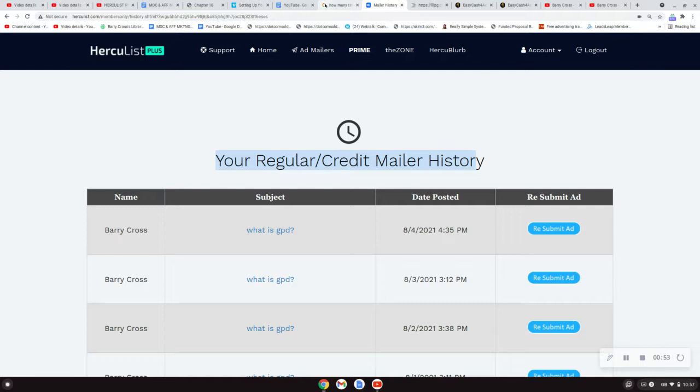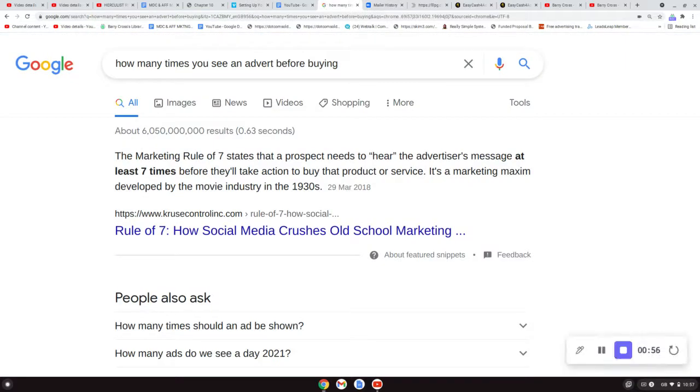So first of all, it's really key and really important that we understand the psychology behind why somebody buys. And this is called the rule of 7. The marketing rule of 7 states that a prospect needs to hear the advertiser's message at least 7 times before they take action to buy that product or service. This was a marketing strategy developed by the movie industry in the 1930s, and they're still using that now in Hollywood, nearly 100 years later, and that's because it works.